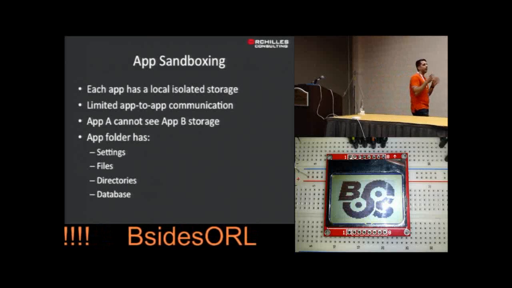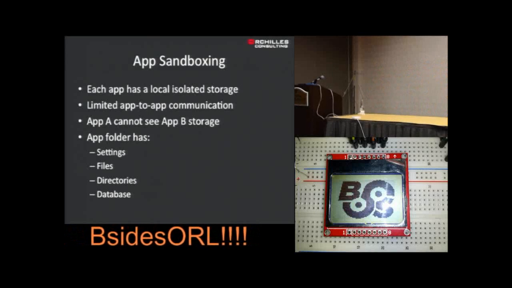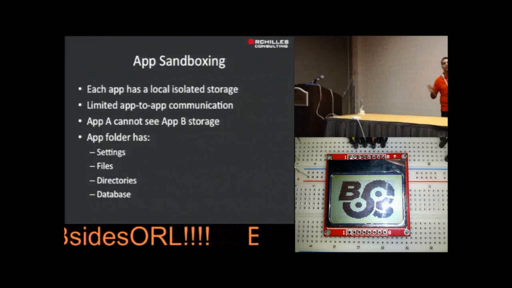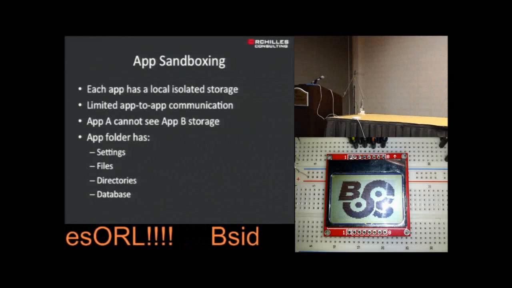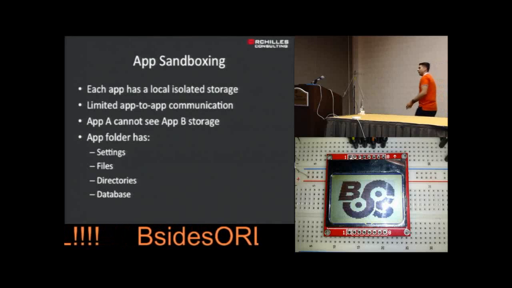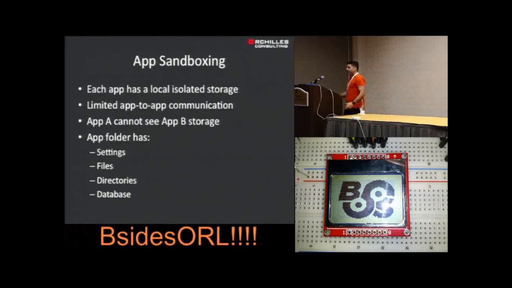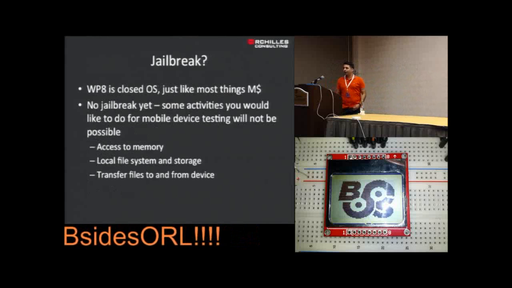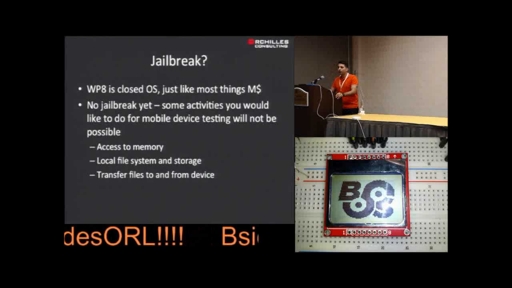If you pop an app again, or if you have full control of your app, say you're a developer, you create a malicious app, you only have access to your app directories. You cannot get and see some other app's directory. So Windows Phone 8 is closed. There is no jailbreak yet.